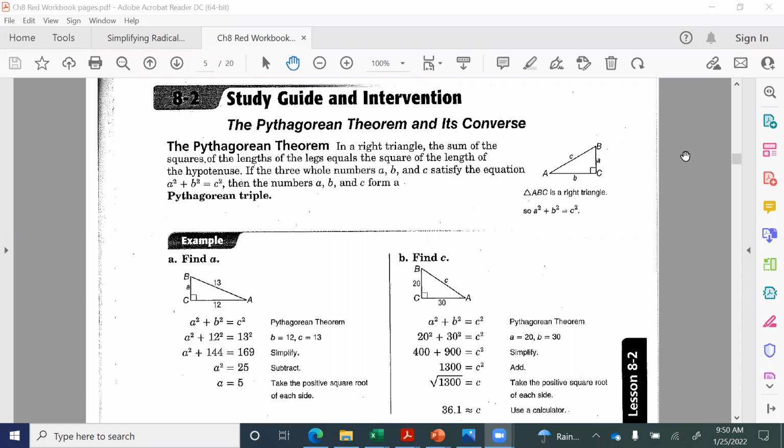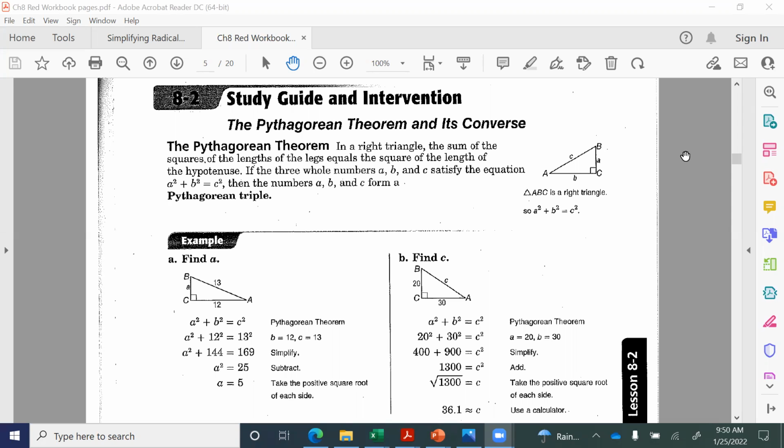8.2 is all about Pythagorean theorem. Again, you have seen Pythagorean theorem several times. In fact, this whole chapter is all about right triangles. The first section that we did was about right triangles with an altitude drawn in, so it made 3 similar right triangles.